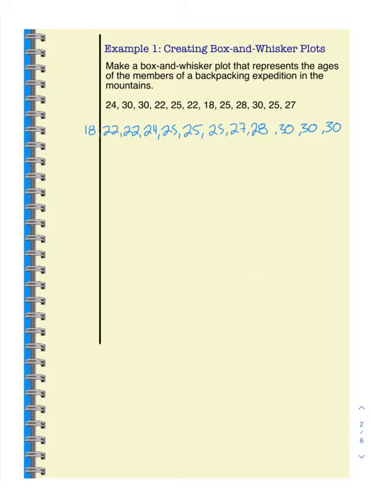So there are 12 data points total, which means I'm going to separate my data into the bottom 6 and the top 6. So on the left, I have the lower half, and on the right, I have the upper half. That means the median, the number in the middle, is 25. And we can also see that our lowest point is 18, and our highest point is 30.